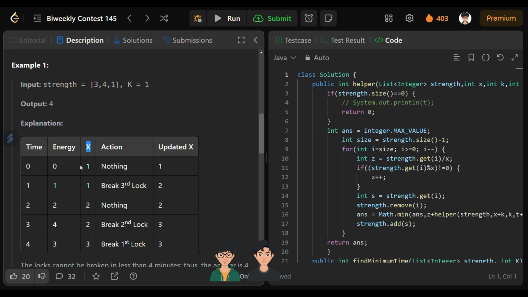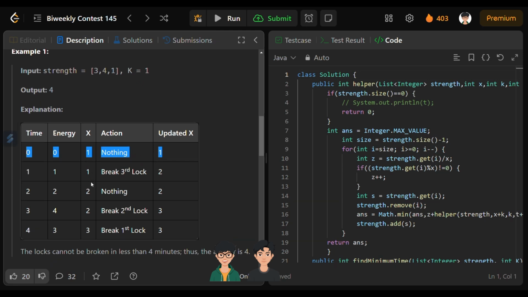Okay, so let's take an example here. At time zero, energy is zero. You can't break anything, Ishan, so we will move to time one. At time one, energy will become one, because x is 1, so 0 plus 1 is 1. Now you can break the third lock because your energy is 1 and you want only 1 to break. So now you will break the third lock, and x was 1 but x will increase by 1 because k is 1. So every time you break the lock, the x increases.